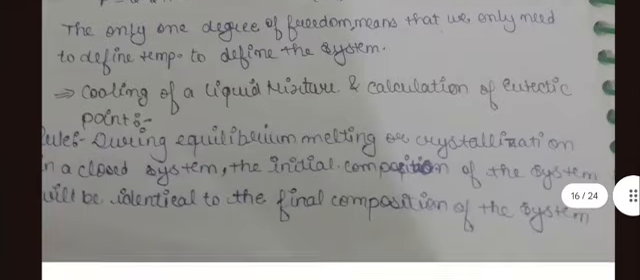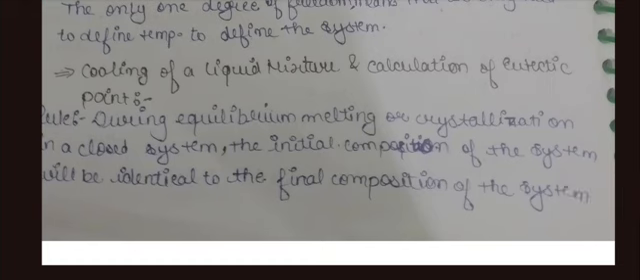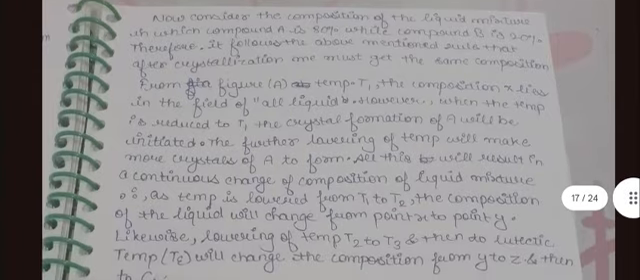Cooling of liquid mixture and calculation of eutectic point. During equilibrium melting or crystallization in a closed system, the initial composition of the system will be identical to the final composition of the system. Now consider the composition of a liquid mixture in which compound A is 80% while compound B is 20%. Therefore, following the above mentioned rule, after crystallization we must get the same composition. From the figure, at temperature T1 the composition X lies in the field of all liquid.